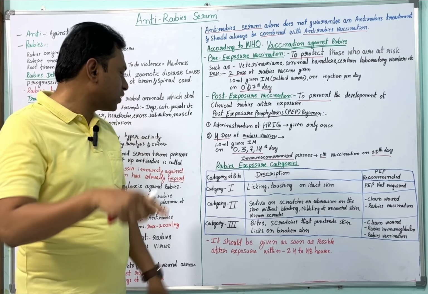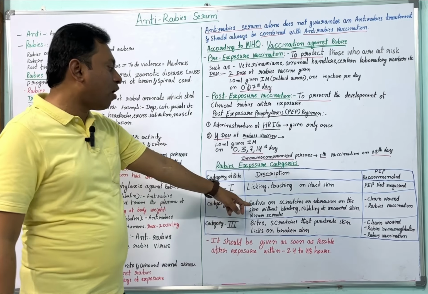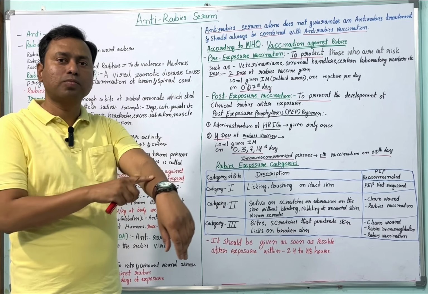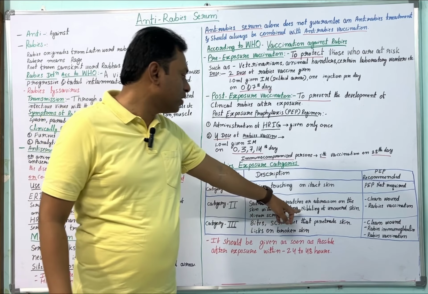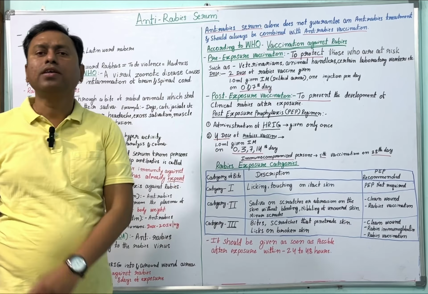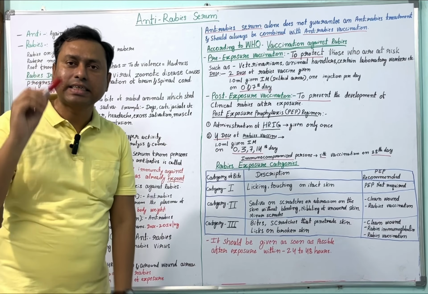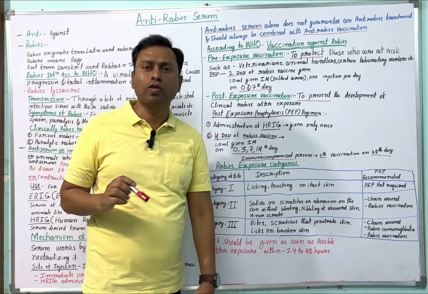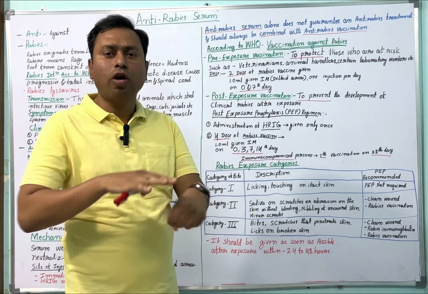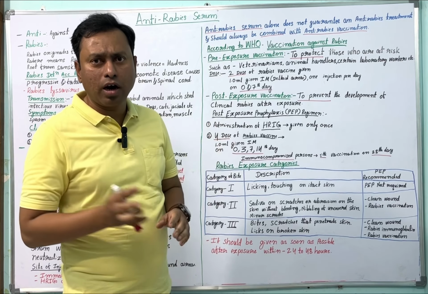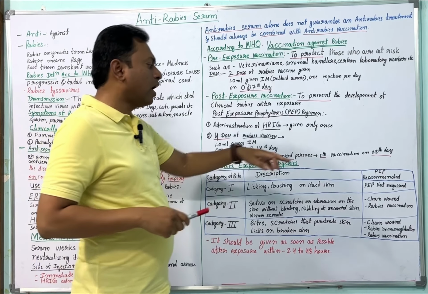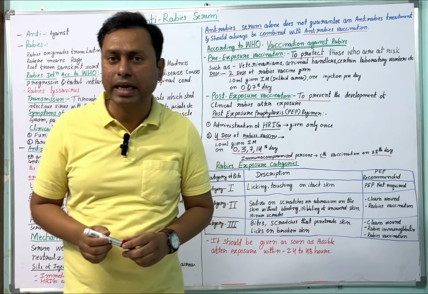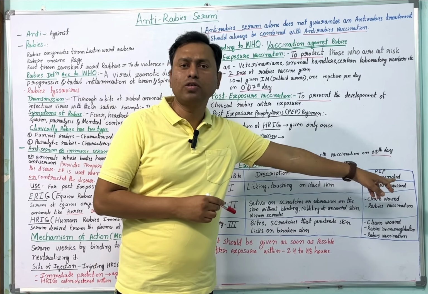Now come to category 2. Category 2 is saliva on scratches, on abrasions, and skin without bleeding. Without bleeding, skin abrasion is there, and nibbling of uncovered skin and minor scratches are there. This is called the second category. What do you have to do here? The first thing, immediately after the dog bite, is to clean the wound with soap. After that, we have to give the rabies vaccination. This is the second category management, or recommended dose of the PEP.